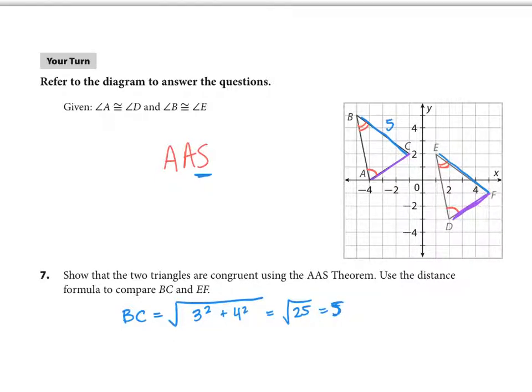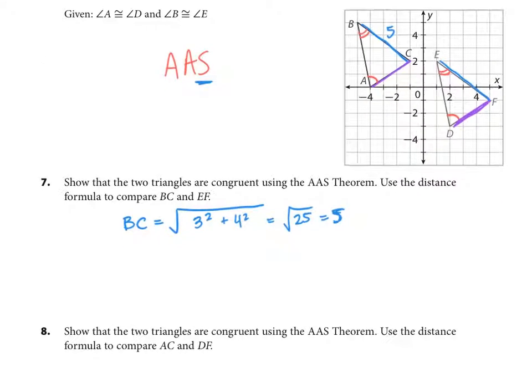And in number 8, it's going to tell you to look at the lines that I traced in purple. That's AC and DF. I'm not going to do that for you, but just confirm that they are the same. And that's another approach you could take, doing AC and DF instead of BC and EF.